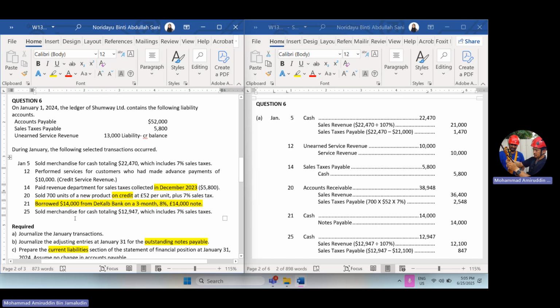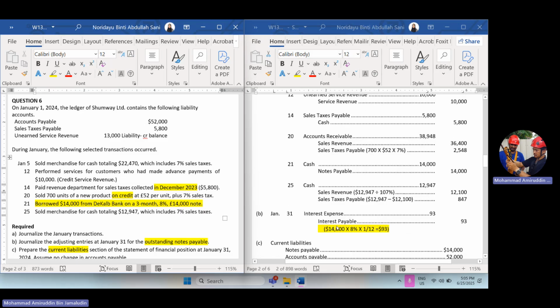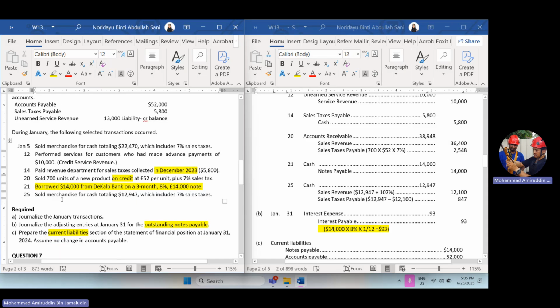Okay. On 21st, borrow 14,000 from the bank on a 3-month 8% 14,000 note. So we borrow from bank, we provide the notes payable. So debit cash, credit notes payable, like the previous question. Sold merchandise for cash totaling 12,947, which includes 7% sales tax. Well, now, is the sales tax already included? Yes, because the word which includes, that includes 7% sales tax. Very good.